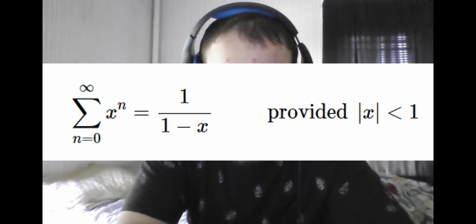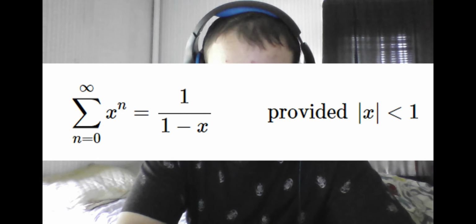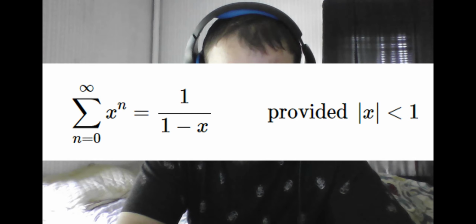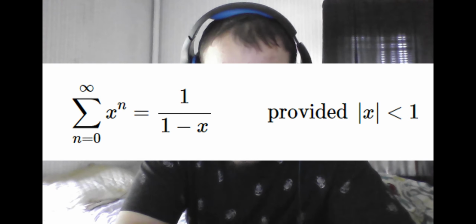With some foresight, we can conclude that we can represent the function of 1 over 1 minus x as an infinite series of x to the power of n, provided the absolute value of x is less than 1. This fact helps us work with more complex functions such as this.